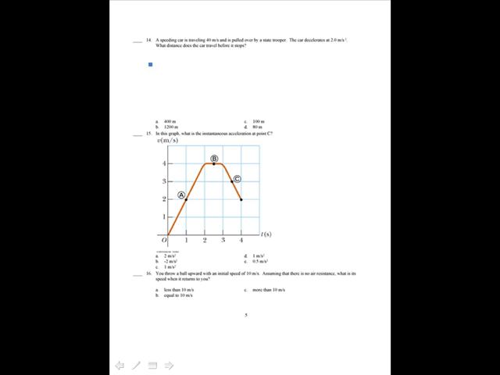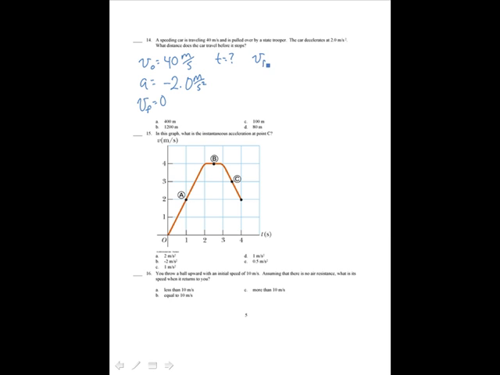A speeding car is traveling 40 meters per second and is pulled over by a state trooper. The car decelerates at 2 meters per second squared. That's going to be a negative 2 meters per second squared because its velocity is in the positive direction. It's slowing down, so the acceleration is in the opposite direction. What distance does the car travel before it stops? Now I know that v final is equal to 0 because he's coming to a stop. We first need to find t, and then we can find x. This is really the most difficult problem on the test because it has 2 steps.